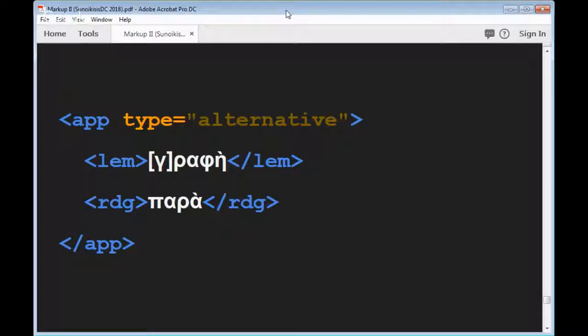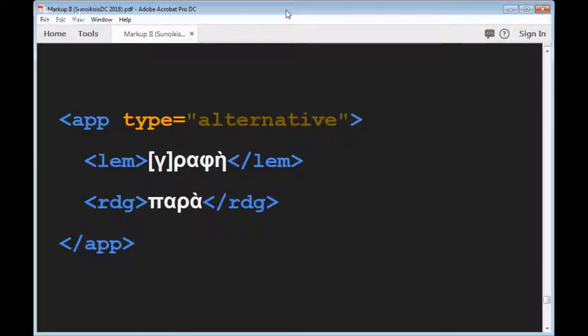We say the type is that it's an alternative, and there is a lemma, which is the one we put in the text that says graphe. There's a reading, which is the one we don't put in the text, which says para. We don't put a source attribute on either because they're both the current editor. It's not that we've taken one of these from somewhere else. And simply that's all we need to say about it.